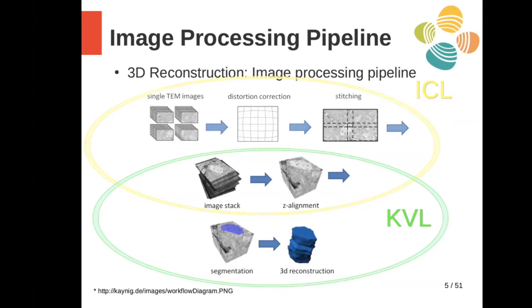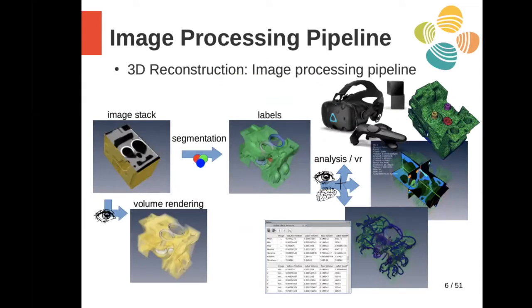Yeah, so this is the part that we're going to work on. Once you have your image stack, there are two paths that you can go to work with it. We're going to be working with the segmentation path today. What segmentation does is it takes the image stack and separates it out into labels, and the labels represent objects that are in the image stack.